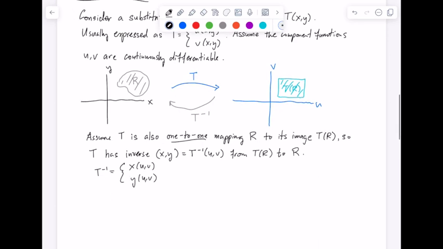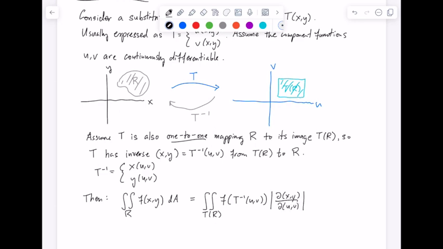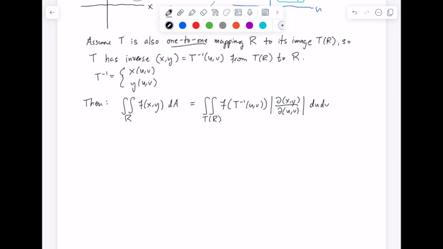So with this notation then, we're able to write down the formula for change of variable. And the formula is basically the double integral of any function over a region R that undergoes a transformation. We could rewrite this as a double integral over our image T of R in the UV plane, along with suitably changing f to be in terms of u and v using our inverse, and an extra factor that is just like the adjustment factor dx over du we had in one variable.